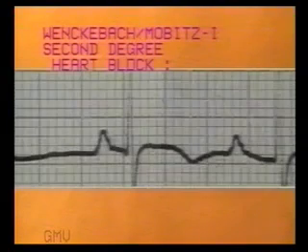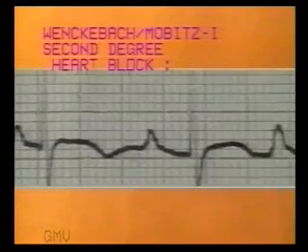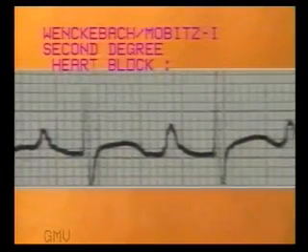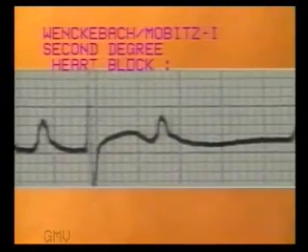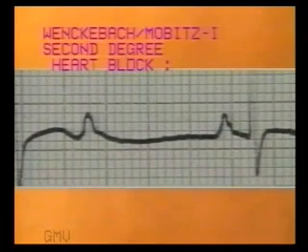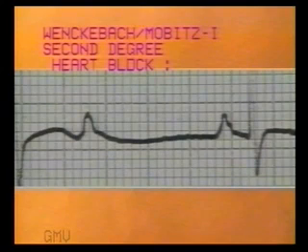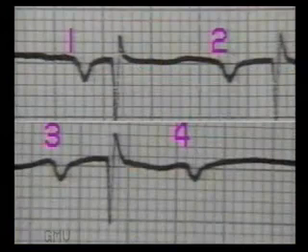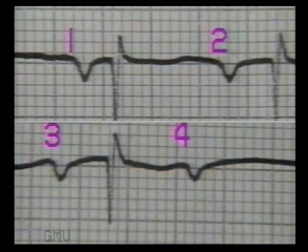Watch the close-up view now. The first PR is 4 mm, second is 6 mm, third is 7 mm, fourth beat is dropped. Again the PR interval has returned to 4 mm. This is typical Wenckebach phenomenon. Note again beats 1, 2, 3 and 4. 4 mm, 6 mm, 7 mm and a dropped beat.